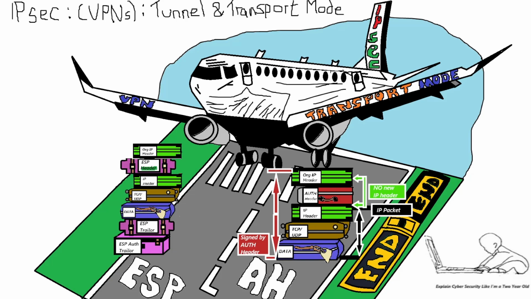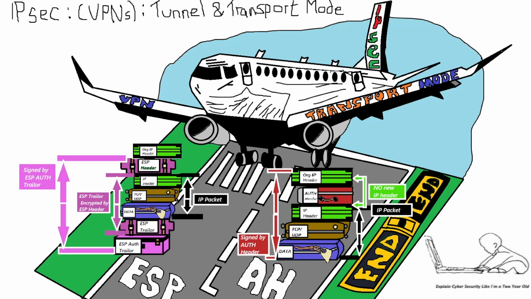So the breakdown of the ESP header components are as follows. You have the original IP packet, which is encrypted and held between the ESP trailer and the ESP header, which is then encapsulated by the ESP auth trailer. And then the key critical nuance of transport mode, where the original IP header is just simply put at the top of the suitcase stack, rather than a new IP header, aka a new suitcase at the top.